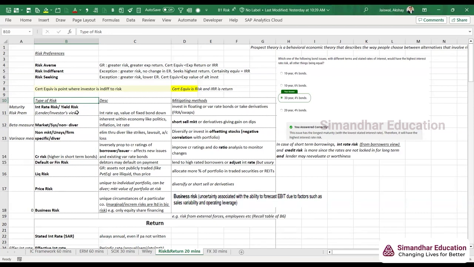First is interest rate risk or yield risk. I have written here that it is the lender or investor's view. Investor, we understand. Why am I writing lender? Because if you are giving a loan also, then this concept applies to you. Investment is very easy, right? If you are, let's say, purchasing an FD or a bond, right? You have purchased a bond from the market, so you are investing in that, and that will carry an interest rate risk.